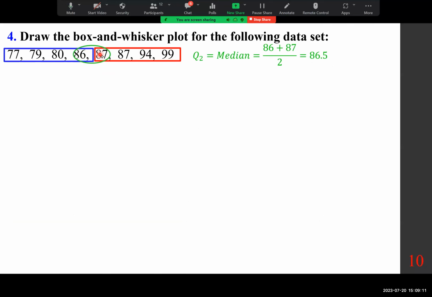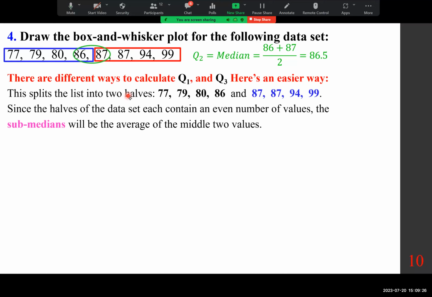So it's very easy to find Q sub 2. If it's an odd number, just take the number in the middle. So you either have even or odd numbers. Again, there are different ways to calculate Q sub 1 and Q sub 3. Here's an easier way. This splits the list into 2 halves, the bottom half and the top half.